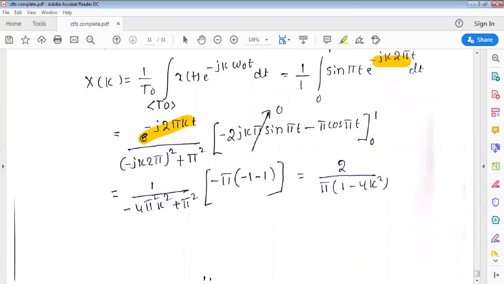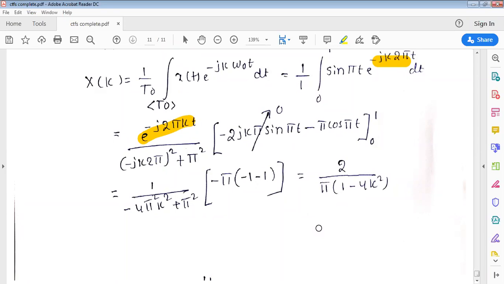And this quantity e power j 2 pi k is always 1, cos of 2 pi k plus j sin of 2 pi k. Sin of 2 pi k is 0, cos of 2 pi k is 1. So I have only 1 divided by minus j square, so minus j square is minus 1, k square 4 pi square plus pi square. Here minus pi, when cos pi is minus 1, minus cos 0 is minus 1. So total is 2, and 1 pi in the denominator will get cancelled. What I have left is only 2 by pi into 1 minus 4k square. This solves your problem.